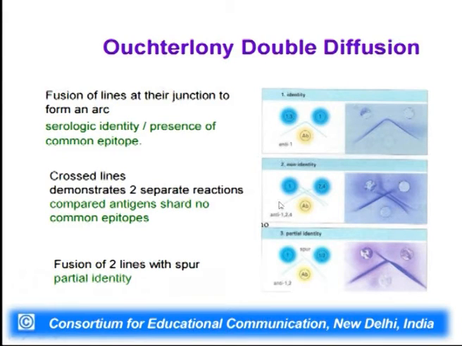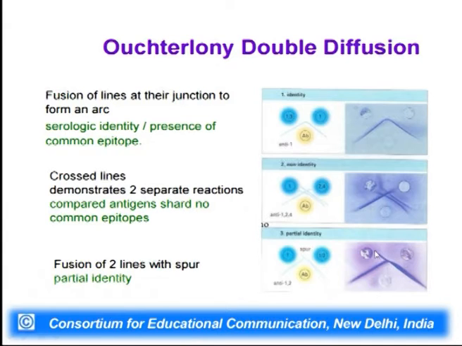When I see that the lines have crossed each other, it shows that there are two separate reactions occurring simultaneously, and there are no shared epitopes. So there are two antibodies and antigens having separate epitopes. What is an epitope? An epitope is the part of the antigen which is recognized by the antibody.